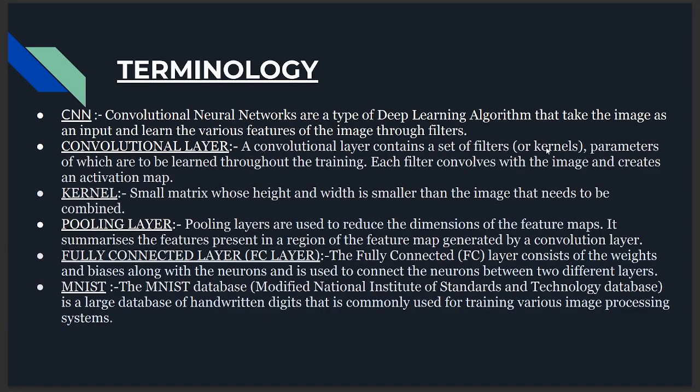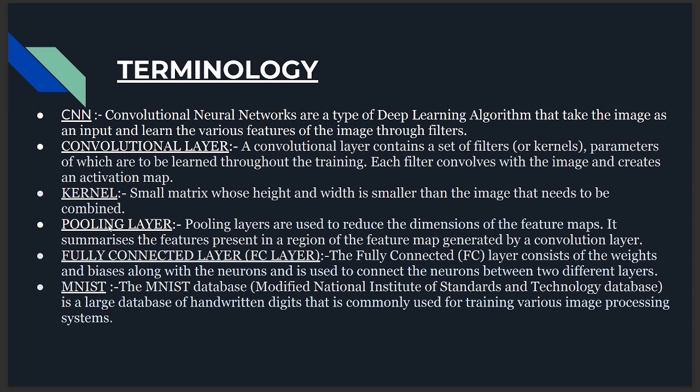So for this project, we use a convolutional neural network, which is a type of deep learning algorithm that takes the image as an input and learns the various features of the image. The convolutional layer contains a set of filters or parameters which help us to learn the features of the image. For this, we also use a kernel, which is a small matrix of height and width smaller than that of the image which needs to be scanned.